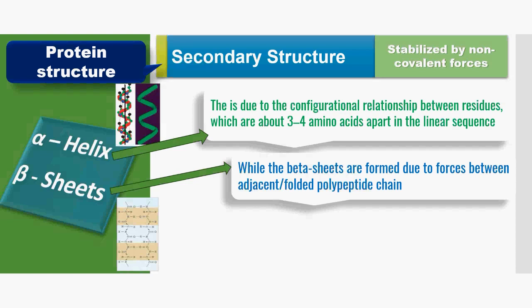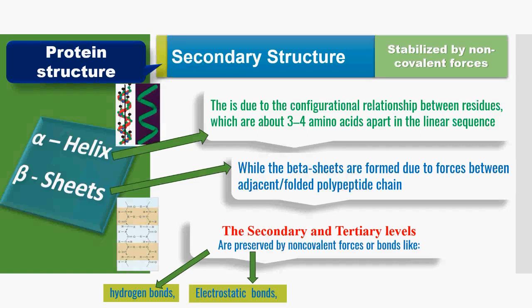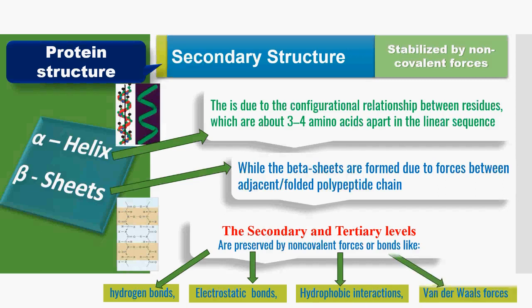So we are talking about hydrogen bonds, which are known as non-covalent bonds, because there is no sharing of electrons, only weak interaction between the slightly positively charged hydrogen attached to the more electronegative nitrogen and the slightly negatively charged oxygen of the carboxyl. The secondary structure level is mainly about non-covalent bonds, which can be hydrogen bonds, electrostatic or ionic bonds, or hydrophobic interactions, or van der Waals forces.